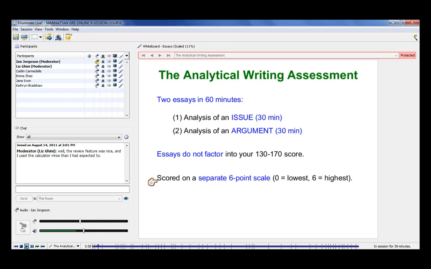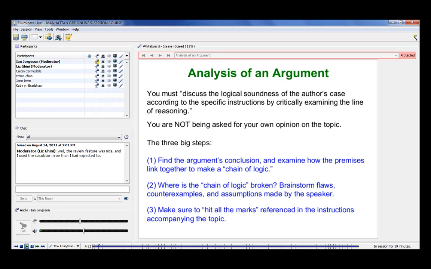That being said, we want to do well enough that we don't scare anybody. We don't want to ruin our chances of getting in by getting a 0 or a 1. We want to do good enough that we get a pretty decent score, somewhere in the range of a 4 or a 5 or so. And these essays are not graded very harshly. It's not that tough to get a decent score on the essays. So let's talk a little bit about how the analysis of an argument essay is different from the issue essay.